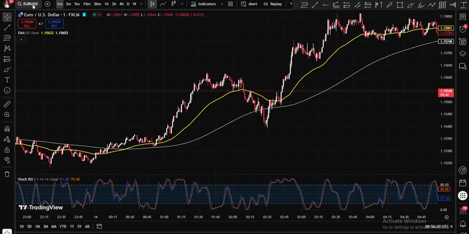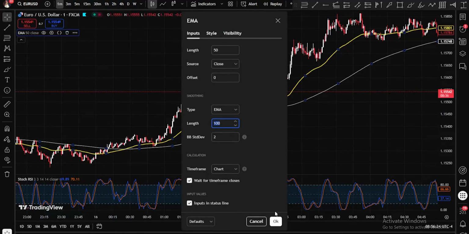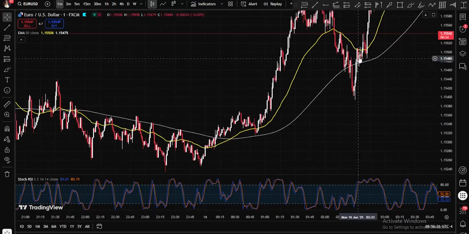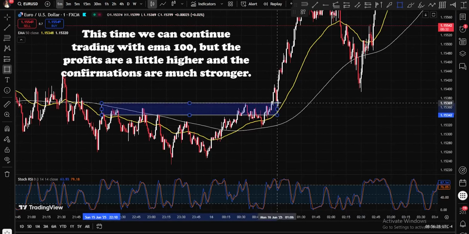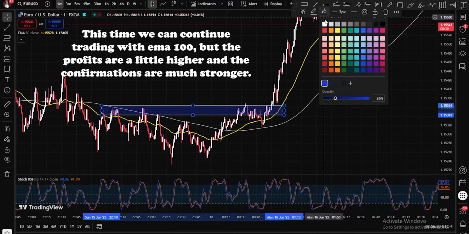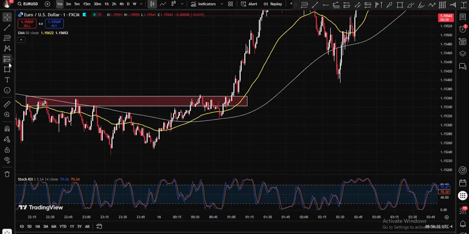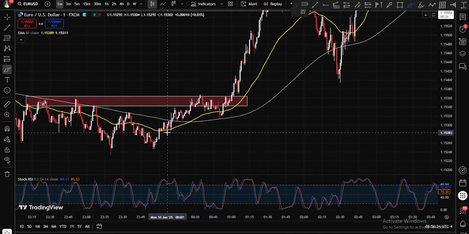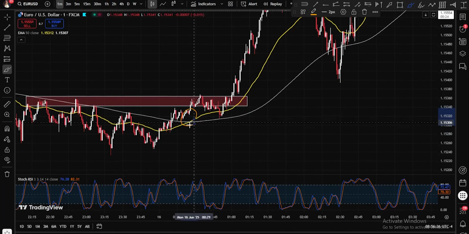Let me give you a real example. Let's say you're trading the euro-dollar currency pair. The EMAs are lined up, the RSI is above 50, and the price has hit the EMA 100 and turned up. This is exactly when you should enter a long position.